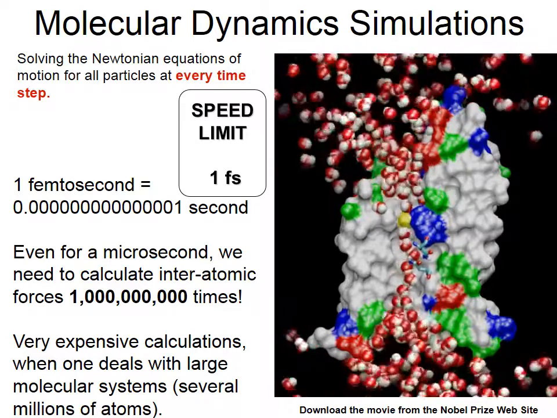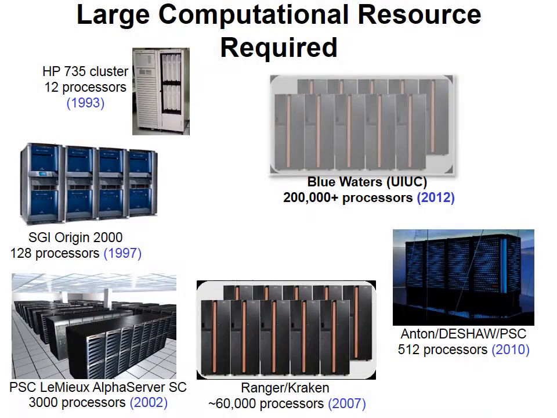I think, fortunately, almost every 5 years or so, we have had about a factor of 10 increase in the power of these computational resources that we have. And without this, it would be impossible to do these kind of calculations. So as you can see, this was 12 processors in 1993. That was the largest cluster available back then. Probably your iPad is more powerful than this machine now. Then we have 120, 3,000, 60,000.